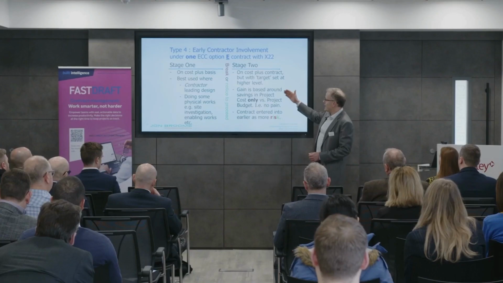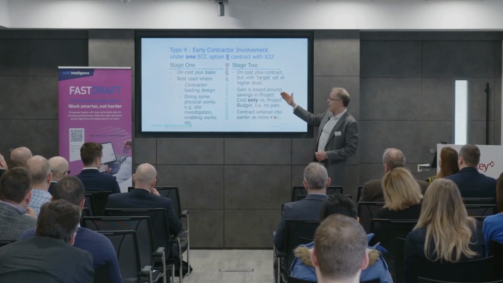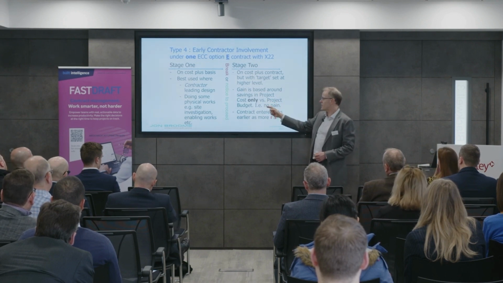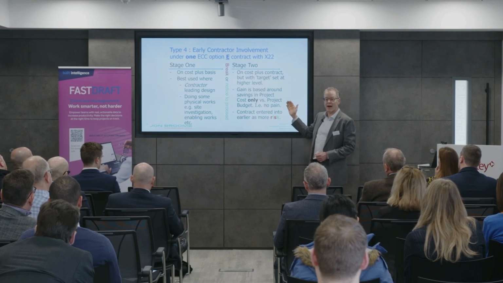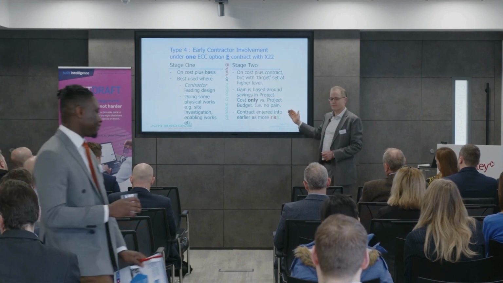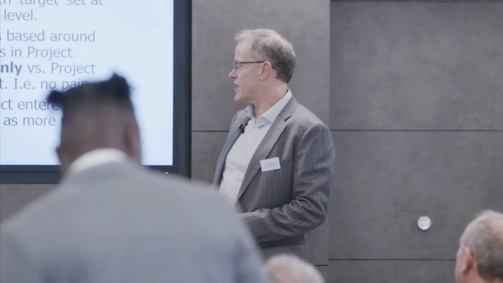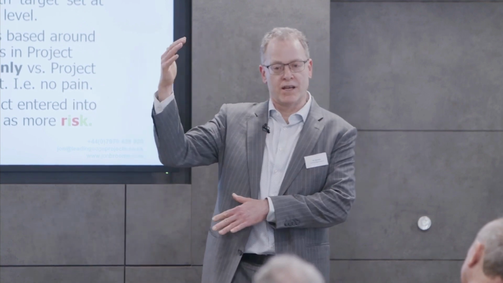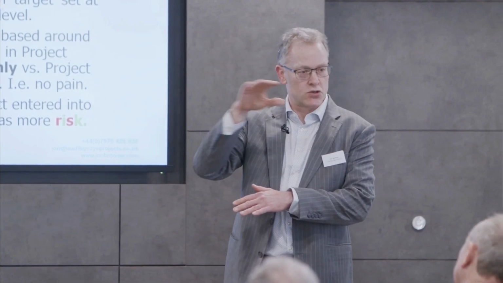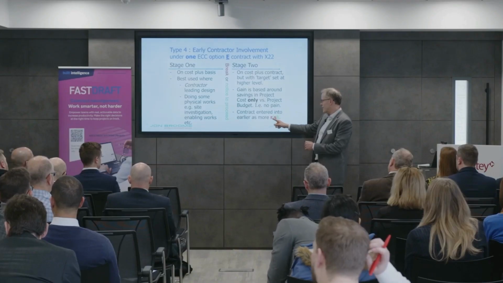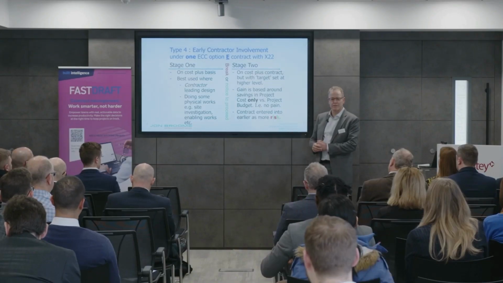And the gain in the unamended form is based around savings in project cost only versus the budget, i.e. there is no pain on the contractor. So if the contractor overruns that budget, there's no pain on them. All right? And typically the contract is entered into earlier as there's more risk within that budget figure as opposed to a target price. And any clues as to why I put risk in red and green?